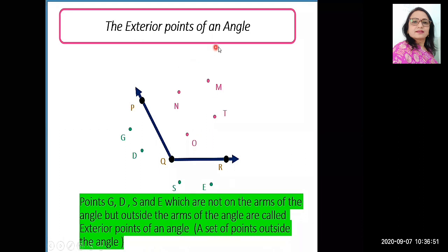Now, the exterior points of an angle. Point G, point D, point S and point E, which are not on the arms of the angle but outside the arms of the angle, are called exterior points of an angle. In short, a set of points outside the angle. I repeat, a set of points outside the angle. See these points. They are outside the angle PQR. Okay.